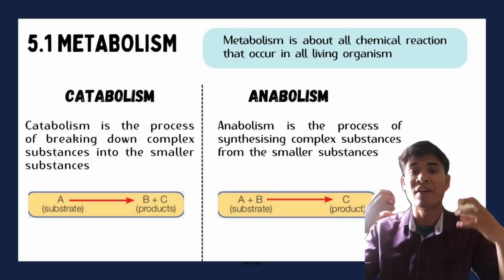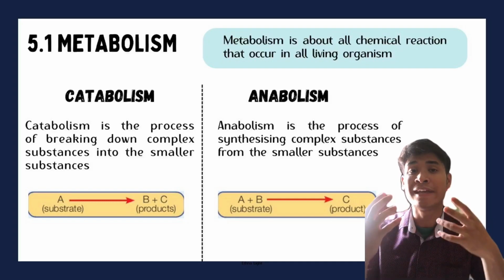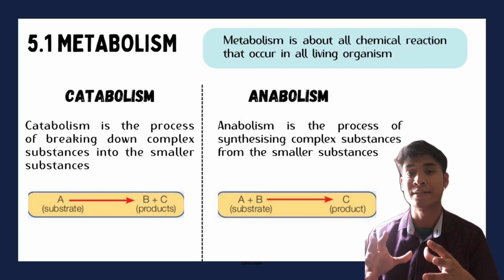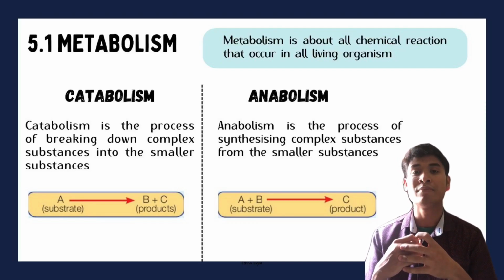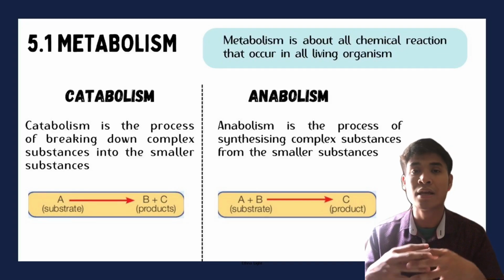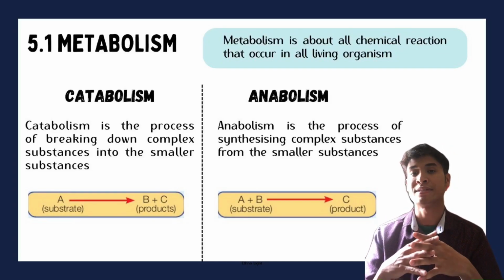Anabolism is a process of creating larger substances from smaller substances. Meanwhile, catabolism is a process of breaking down larger substances to form smaller substances.